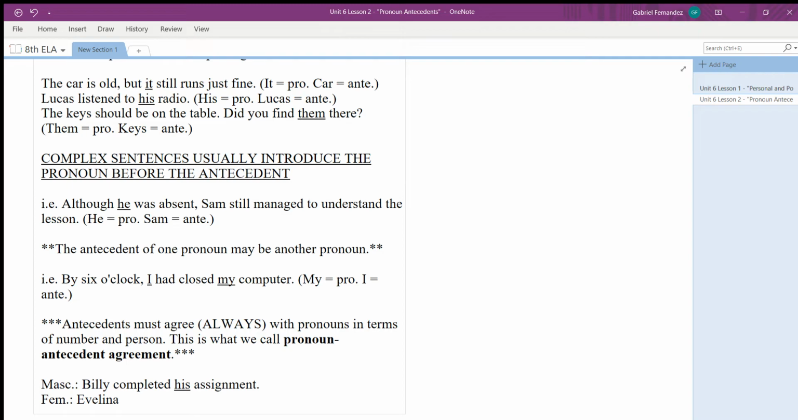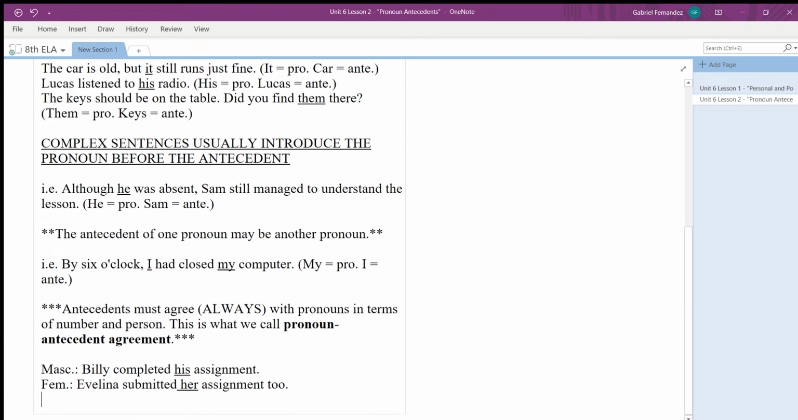Evelina submitted her assignment to. Her would be the pronoun that is agreeing with the given antecedent, Evelina.